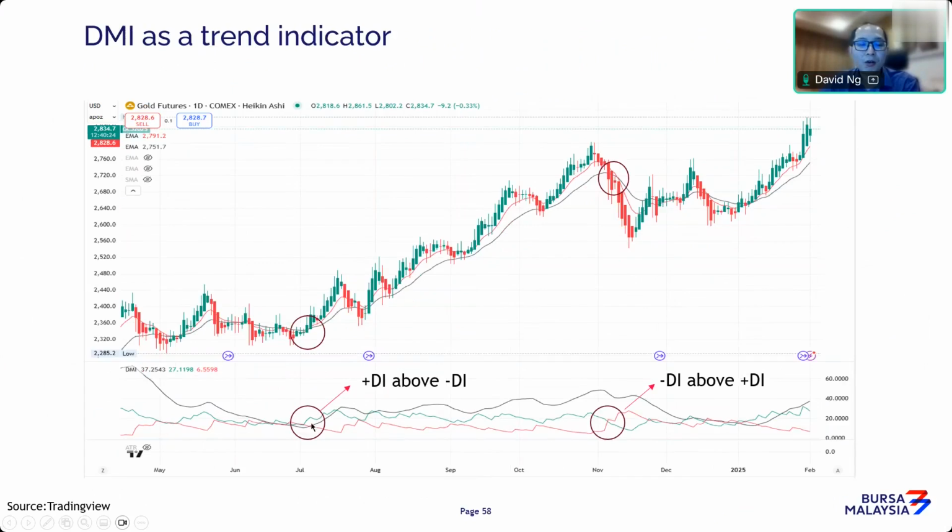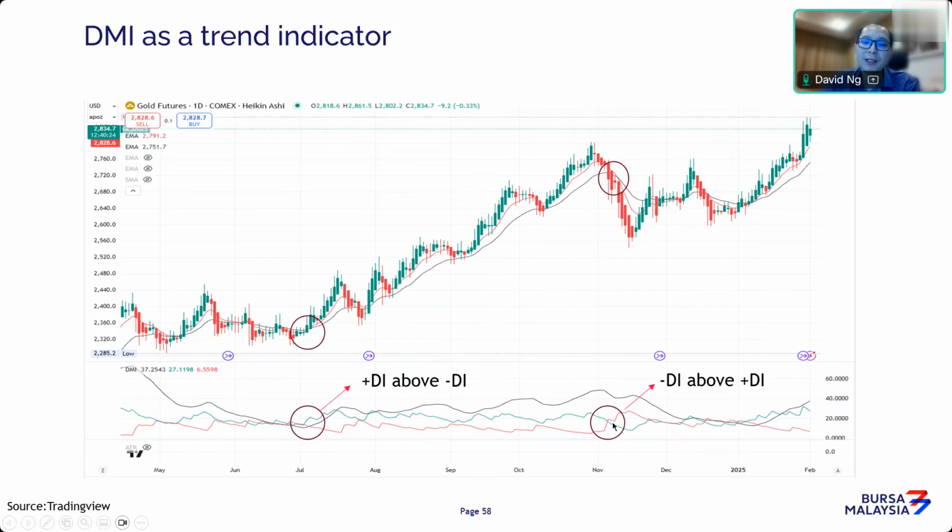So crossovers on DMI are simple. The moment you see the positive green line, which is the positive DI, cross above, it's telling you the market is poised to go higher. If you compare, it sends quite similar signals to moving average crossovers. So DMI crossovers and moving average crossovers are very similar in the sense that they give quite similar signals.